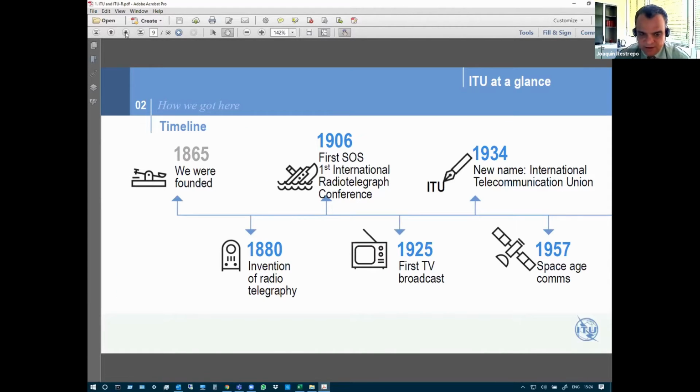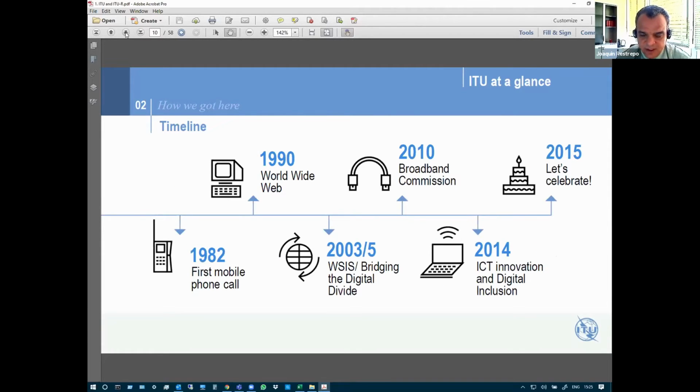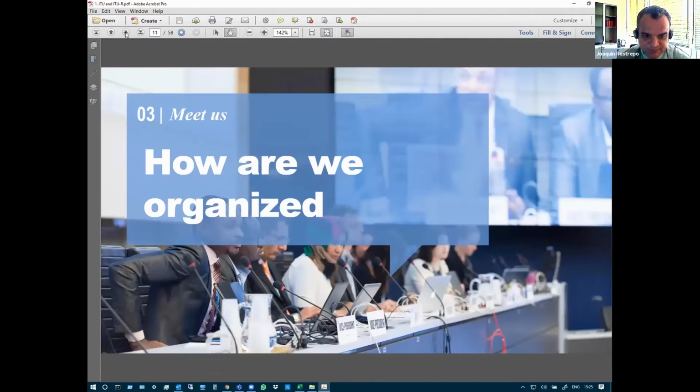I'm going to skip that. It's on the most important telecommunication milestones and the related activities of ITU in that regard. And we celebrated 150 years in 2015. So now we are celebrating 155 years.